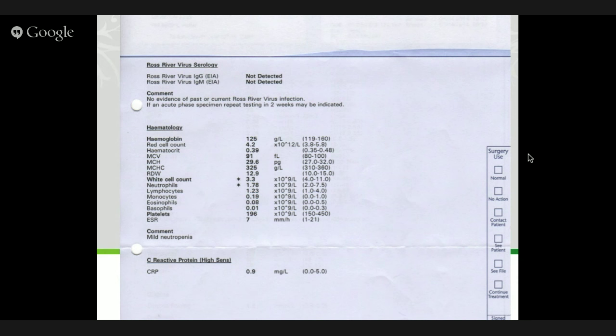She didn't show Ross River. The thing is, on her hemaview, we did see inclusion bodies in atypical lymphocytes, which shows that there is a history of viral infection, but you can't necessarily tell which one it is.